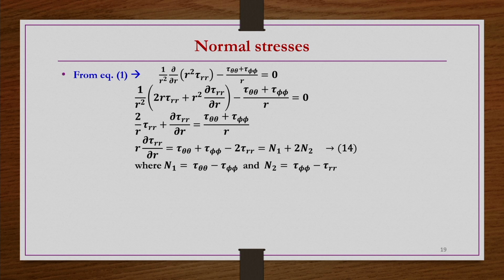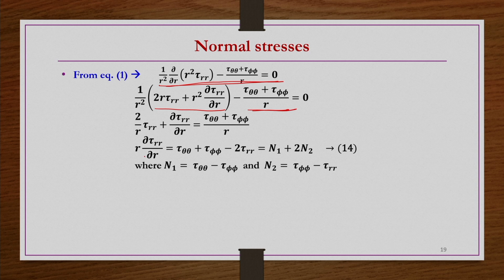From equation number 1, that is the r component of the equation of motion, after simplifying, this is what we got: 1 by r square dou by dou r of r square tau r, minus tau theta theta plus tau phi by r, equals 0. Now when you do the differentiation of this term, you get 2r tau r plus r square dou tau r by dou r, and this term is as it is. Now when you bring 1 by r square inside the parenthesis, you get 2 by r tau r plus dou tau r by dou r, and whatever this quantity is we take to the right hand side, so tau theta theta plus tau phi by r.